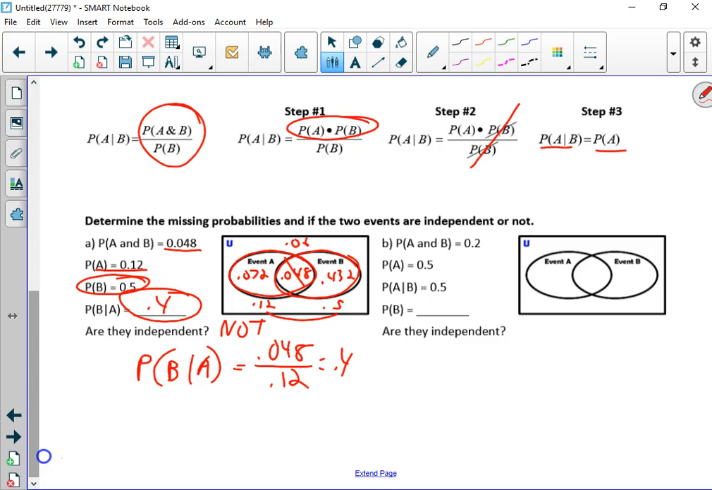Now over here for B. We have the probability of A and B is 0.2. That goes in the middle. We know the probability of A is 0.5. So if we subtract, we get 0.3. So there's your 0.5 for A.